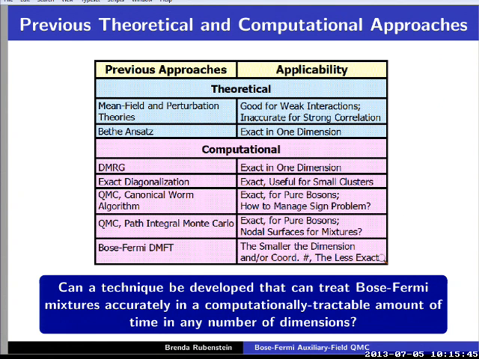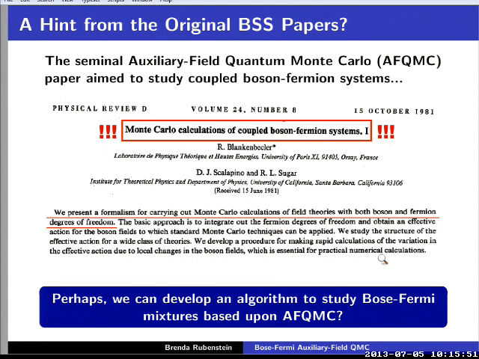Okay, so none of these techniques are general, so what we're trying to do is create a general technique here. And the hint to the solution that we took is actually from the seminal paper on the Auxiliary-Field Quantum Monte Carlo technique. Blankenbecler, Scalapino, and Sugar first developed the auxiliary field technique, and they actually developed this in the context of looking at coupled Bose-Fermi systems. So the original idea was, why don't we look at these mixtures? Except I really haven't seen any applications of the idea of mixtures since that original paper. And so we thought, why don't we take this idea and try to expand it to studying the Bose-Fermi Hubbard model.